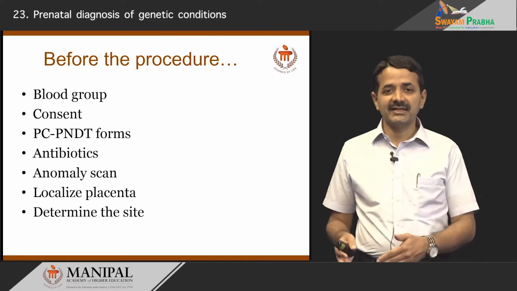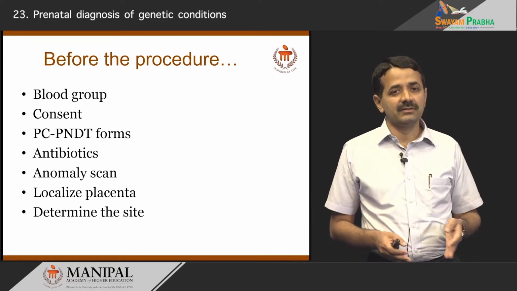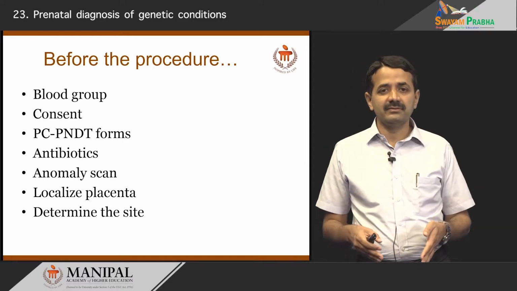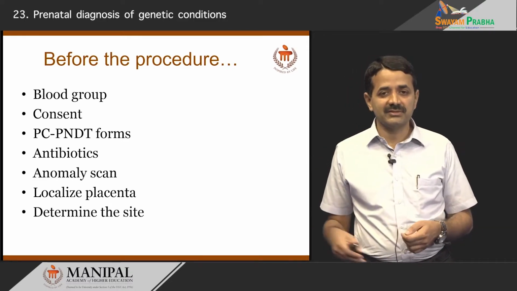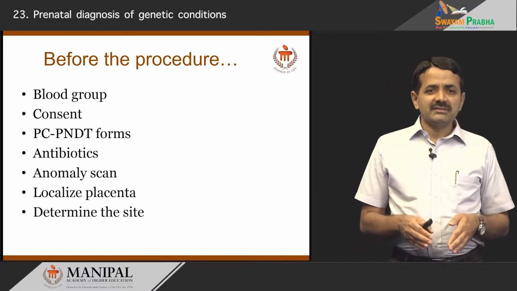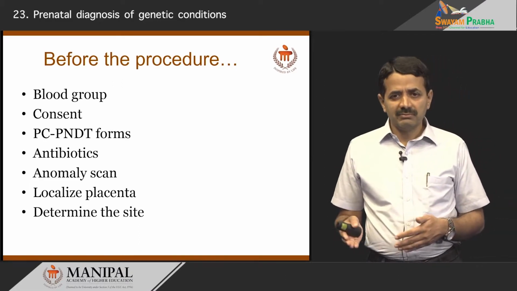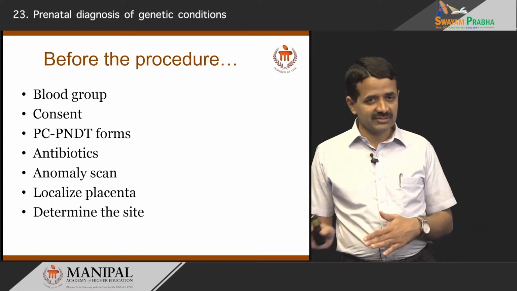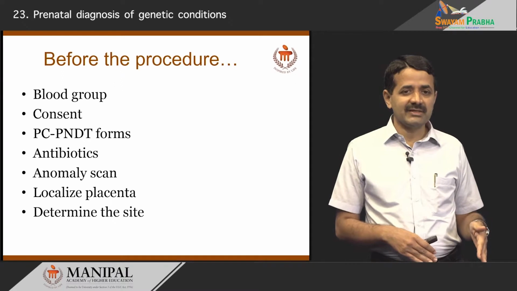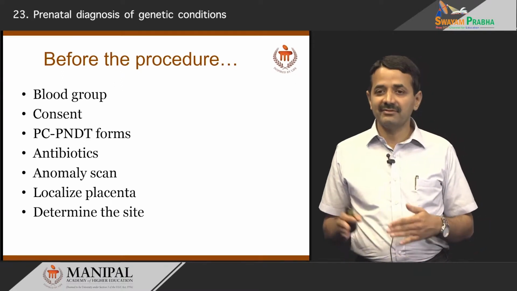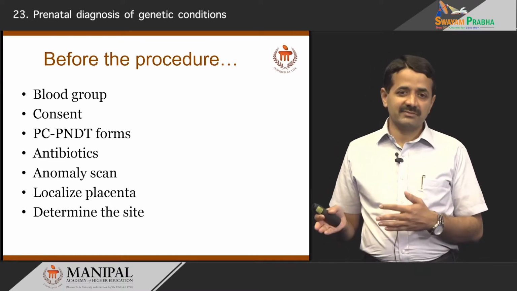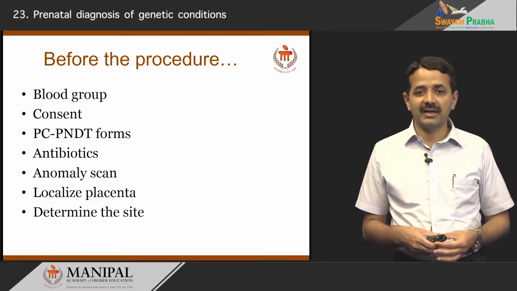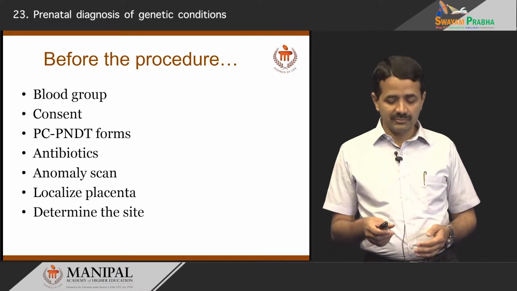If somebody is Rh negative, we give anti-D immunoglobulins to prevent Rh isoimmunization. We take consent, and we fill PCPNDT forms as per the law. Some centers give antibiotics, some do not, but the institutional practice should be followed. An anomaly scan should be done before the procedure whenever possible. Localize the placenta and see that the baby is alive. You do not test a pregnancy when the fetus is not active or there is no fetal heart activity, and determine the site of how you are going to do it.